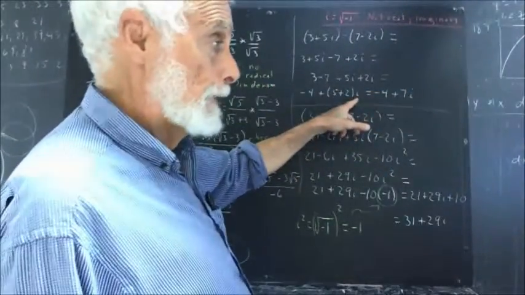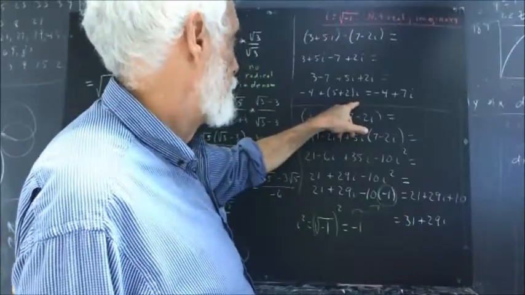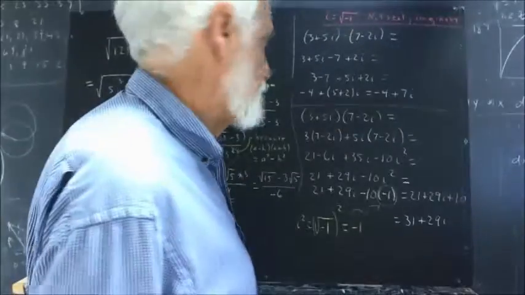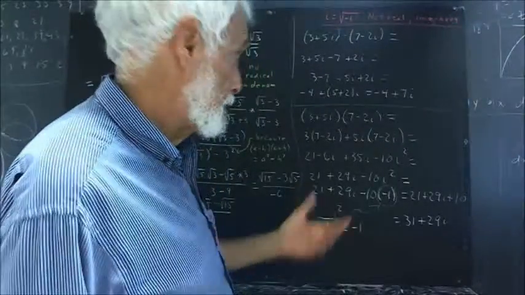There are no real factors. Well, i is an imaginary number, and there are no imaginary factors of your real numbers. So everything stays separate and everything works out quite nicely.